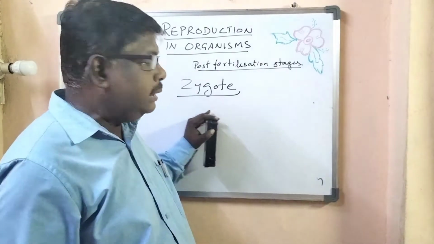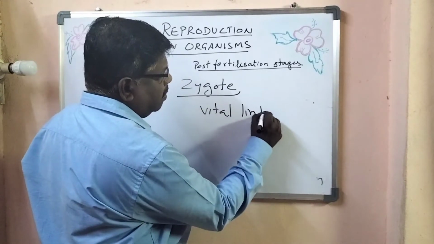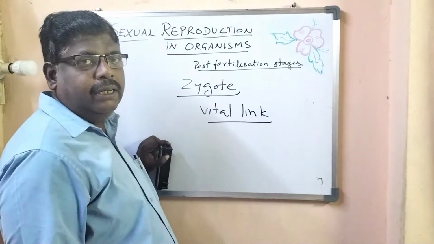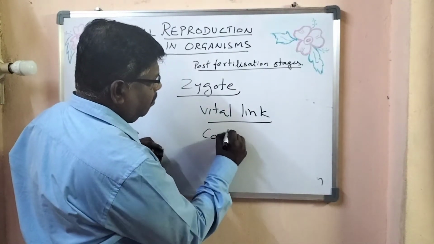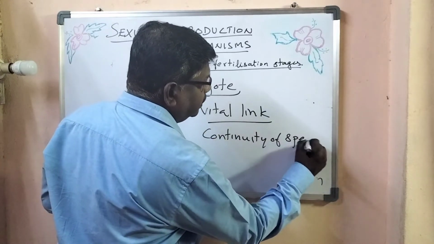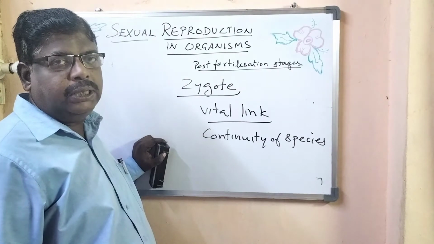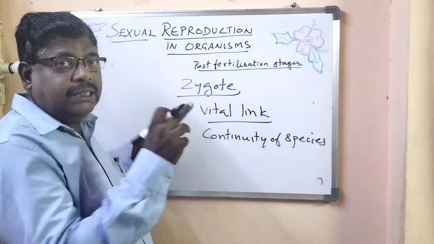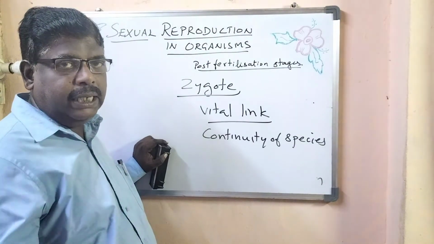This zygote is the vital link. It ensures continuity of species of an organism from one generation to the next generation.